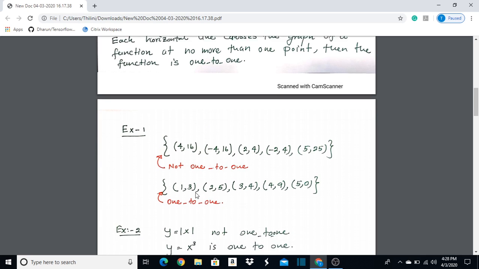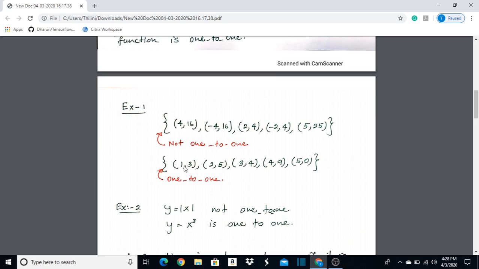But you don't have that situation here. Each input is different and each output is different here. So 1, 2, 3, 4, 5 and 3, 5, 4, 9, 0. So this is one-to-one. So it's easy to identify whenever we have relations.